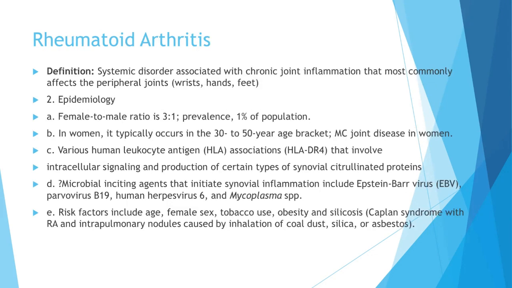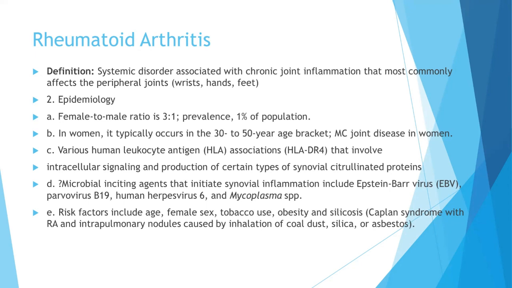Now, let's talk about some of the theory of rheumatoid arthritis. It is a systemic disorder associated with chronic joint inflammation that most commonly affects the peripheral joints. Epidemiology: the female to male ratio is 3:1. In women, it typically occurs in the age group of 30 to 50 years and is the most common joint disease in women. Various human leukocyte antigen associations that involve intracellular signaling and production of synovial citrullinated proteins are present in rheumatoid arthritis.